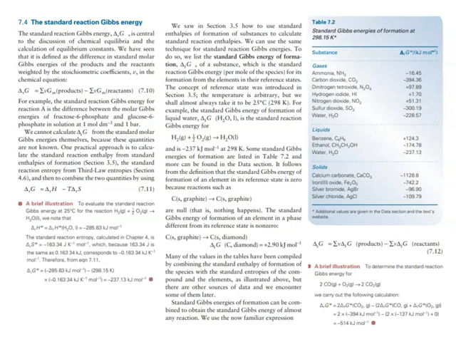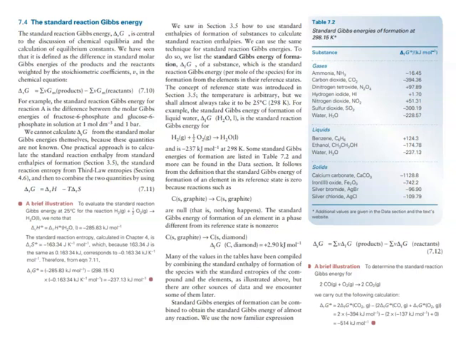Moving right through the chapter, section 7.4, standard reaction Gibbs energy. The standard reaction Gibbs energy, delta GR, is central to the discussion of chemical equilibria and the calculation of equilibrium constants. We've seen that it is defined as the difference in standard molar Gibbs energy of the products and the reactants weighed by their stoichiometric coefficients, V, in the chemical equation 7.10 below, where delta GR equals the sum of G for the products minus the sum of G for the reactants.